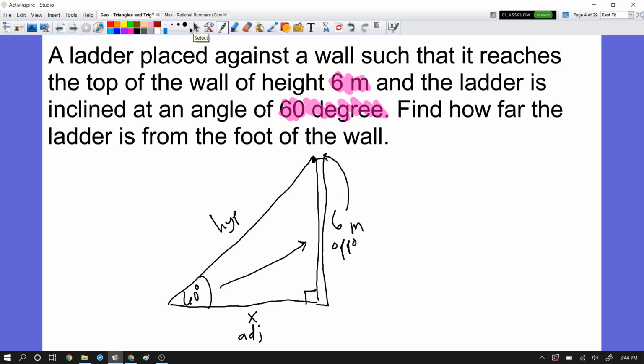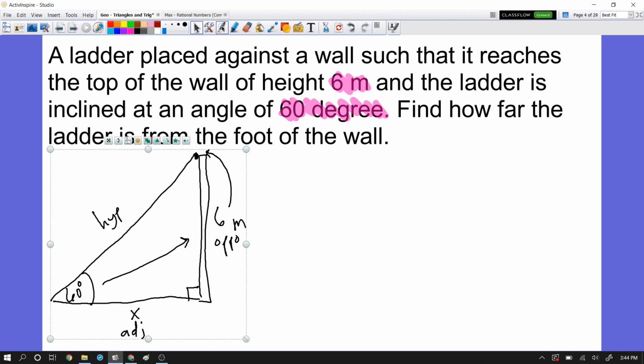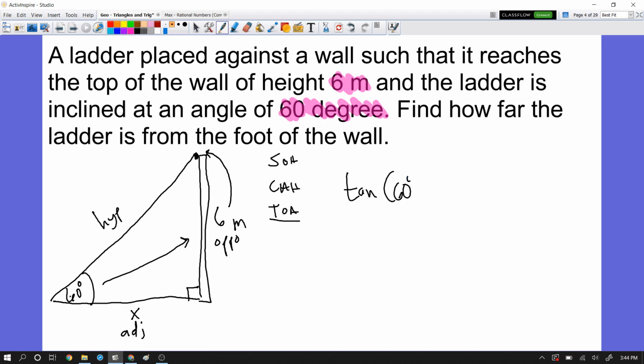I'm going to work this one out too, because this is the one that is kind of worked backwards. So what we're given is a side measure and a degree measure, so that means we're using just a regular sine, cosine, tangent. We're going to be looking for adjacent, and we're given opposite. So the only one that has both of those is TOA. So tangent of 60 degrees is going to be equal to 6 over x.